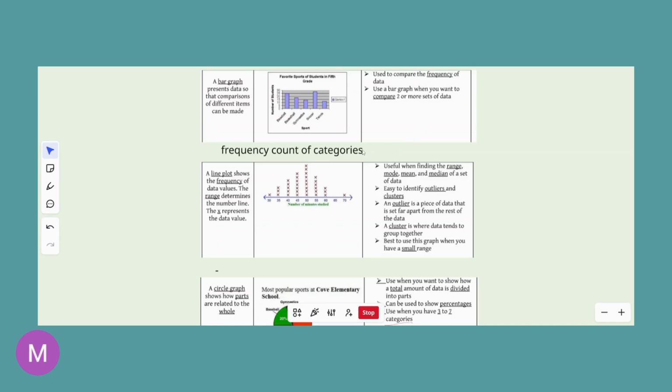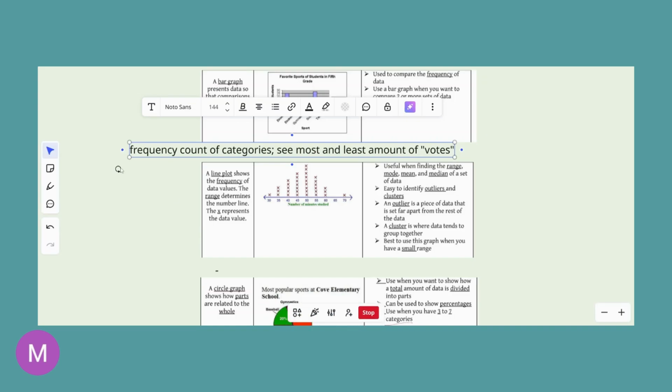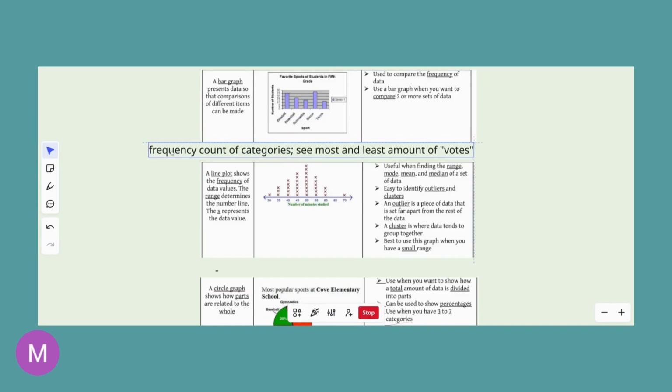All right, so that is what it helps you see if you want to add that note to yours as well. You can see the most and least amount of, you can say, votes in this case. Okay. All right.